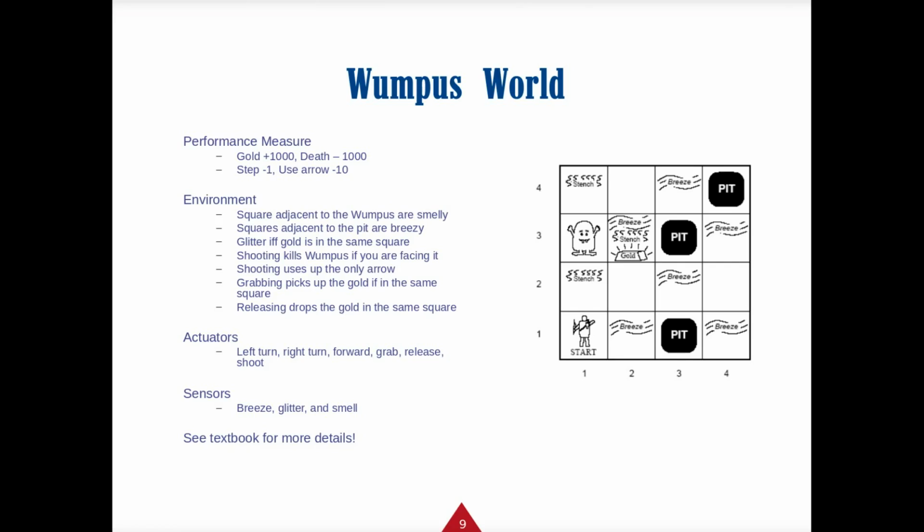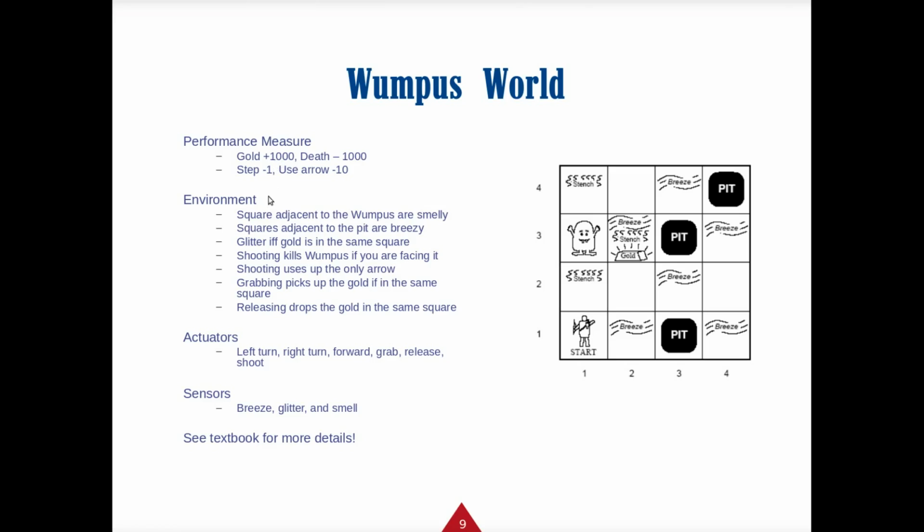So to give you an example of these different types of things, we're going to talk about something called the Wumpus world. The Wumpus world is where you're trying to get as many points as possible. If you find the gold, you get 1,000 points. If you die, you lose 1,000 points. Every step you take, you lose 1 point. And if you use an arrow, to shoot the Wumpus, you lose 10 points. So you want to minimize the use of arrows, and you want to minimize the use of steps to maximize your score.